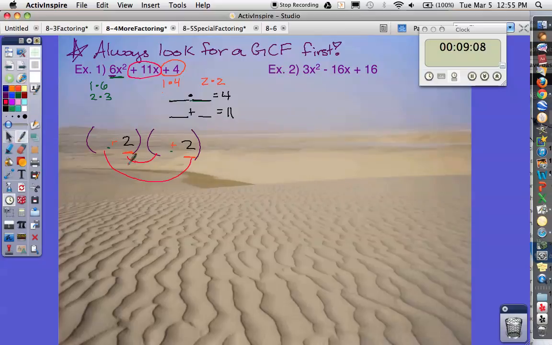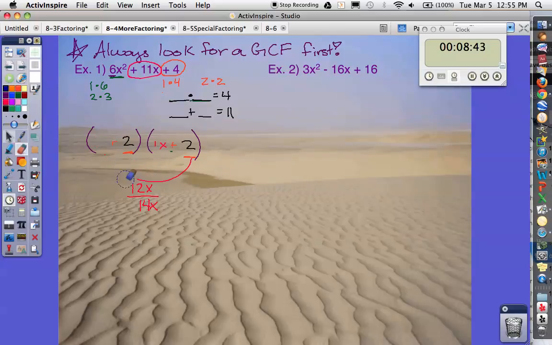It's going to click. If I switch those, if I put the 6x here and the 1x there, let's multiply now. My inside term would give me 2x. My outside term would give me 12x. Is that going to give me 11x? No. We've tried 6 and 1, and we've tried 2 and 2. Leave 2 and 2 in, but try 2 and 3.